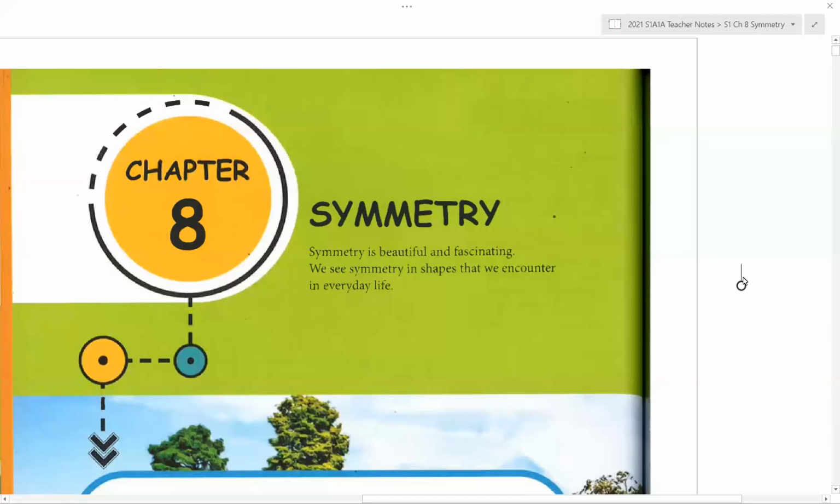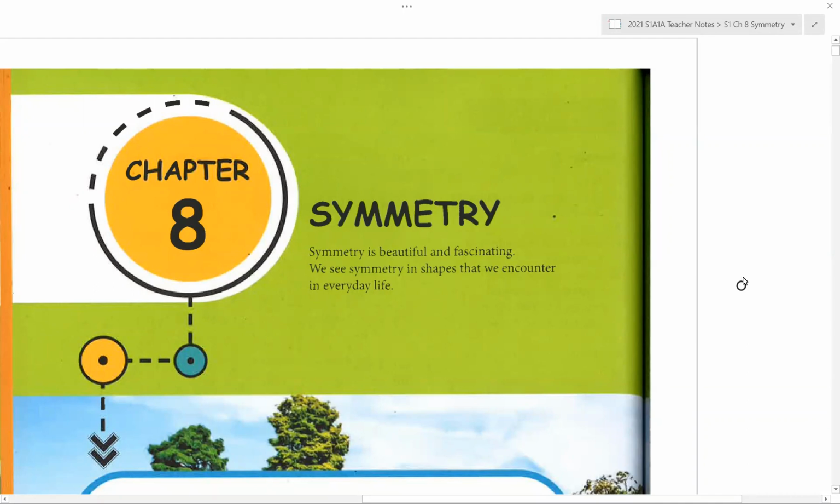Okay, today we'll be learning about symmetry. Have you all learned symmetry in primary school? What did you know about symmetry? Okay, okay, good, very good keywords that I'm hearing from everybody.